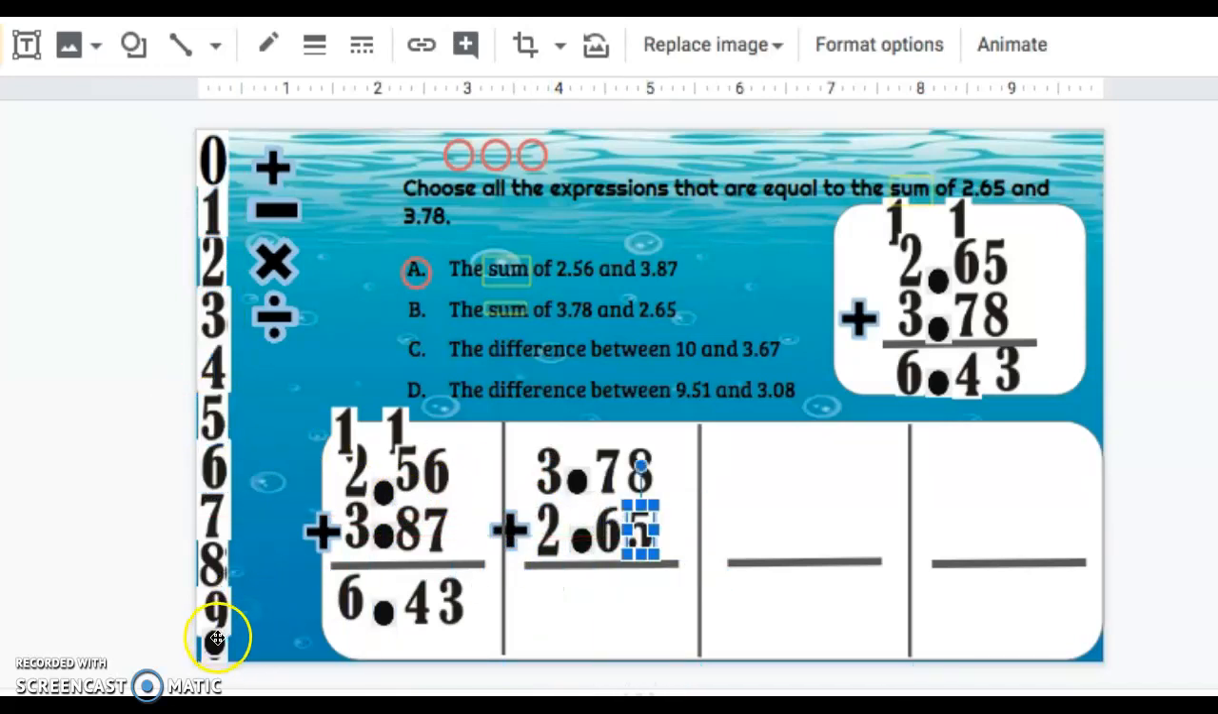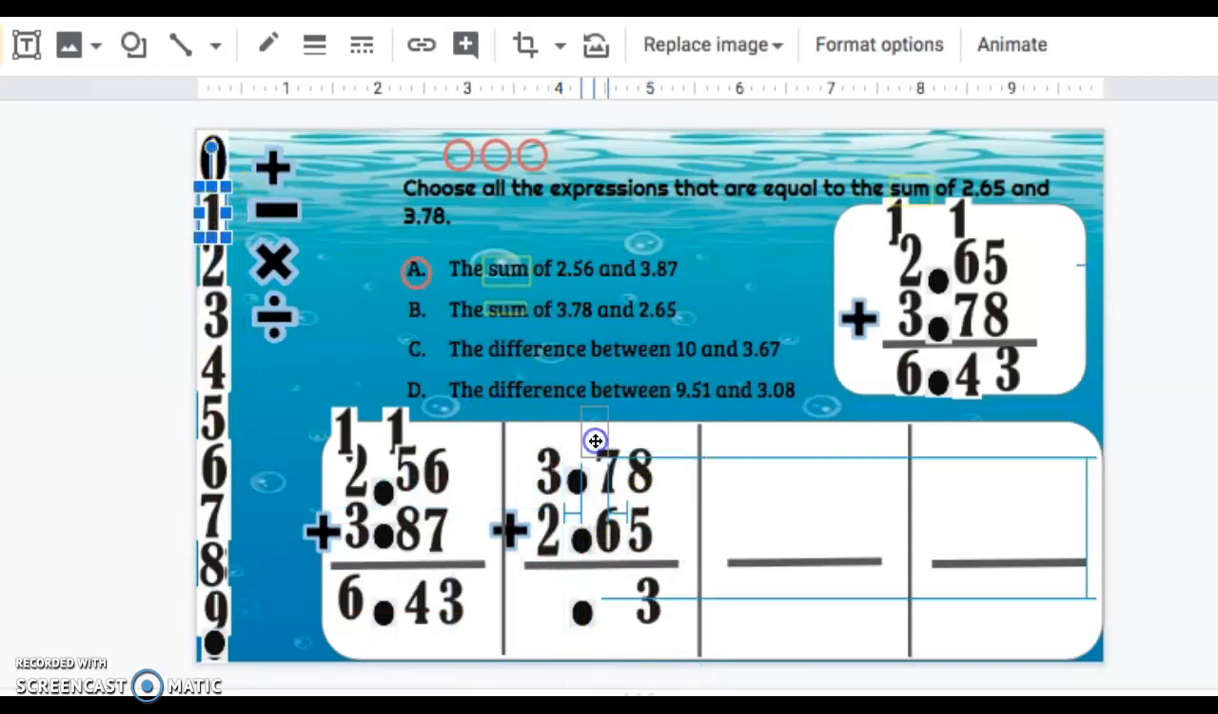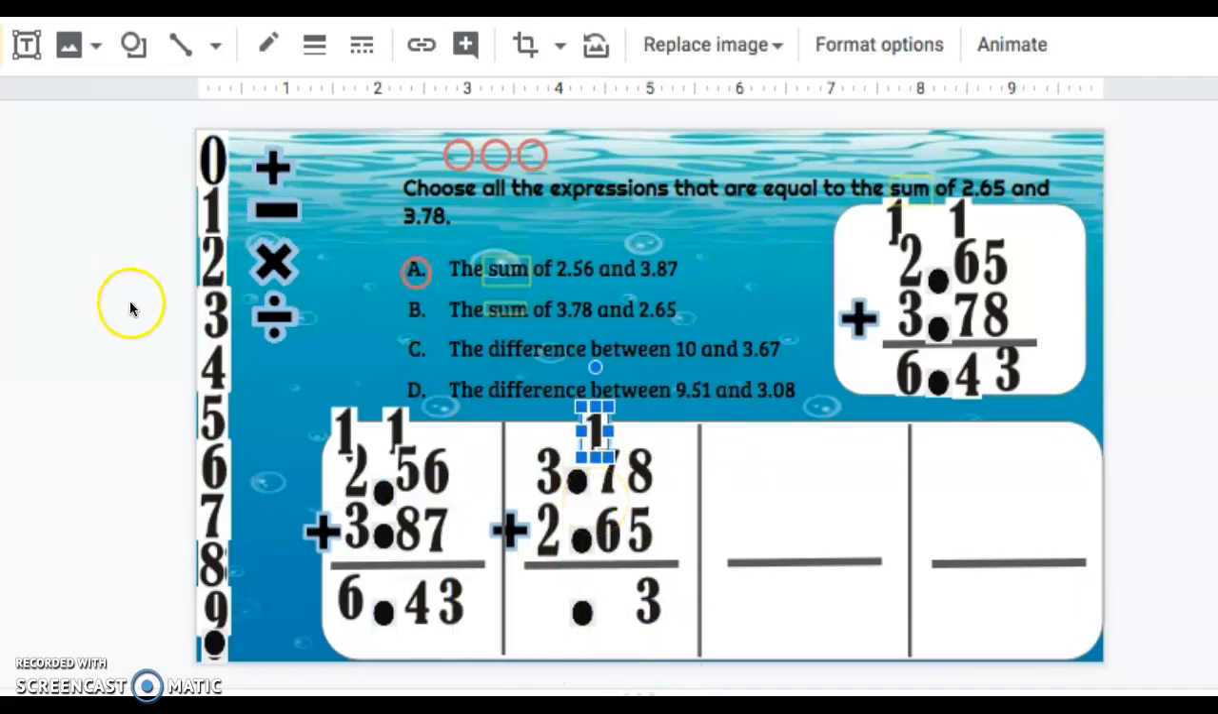Okay, I drop my decimal like it's hot. I have 8 plus 5, which is 13. So I put my 3, bring up my 1. 7 plus 1 is 8. 8 plus 6 is 14. So I put my 4, bring up my 1. 3 plus 1 is 4. 4 plus 2 is 6. So it matches. So that's another circle I'm going to put around for B.